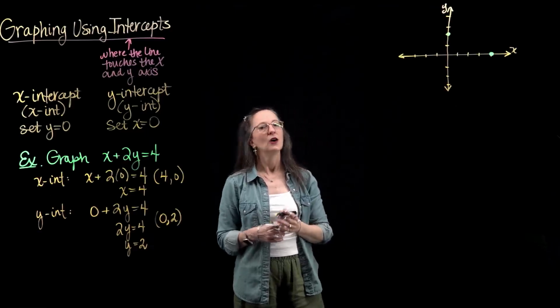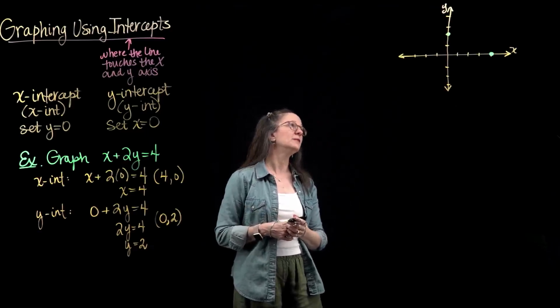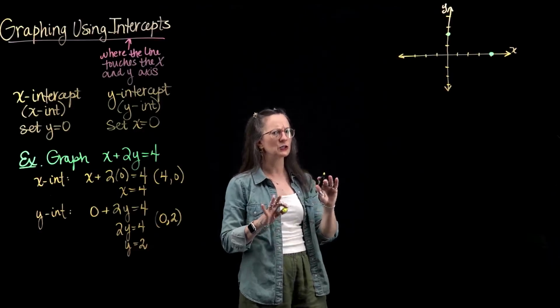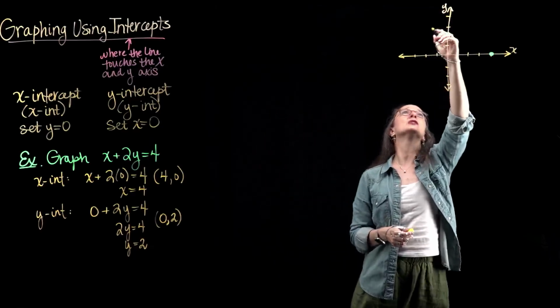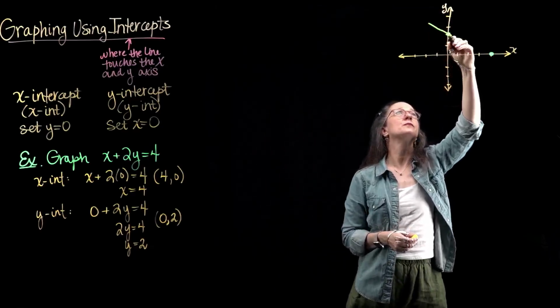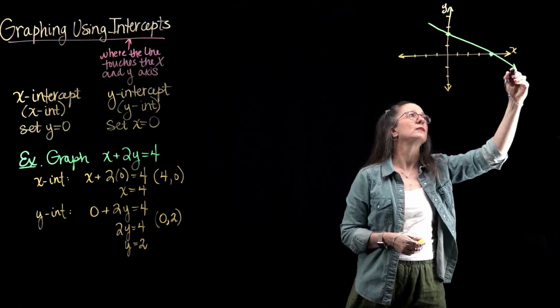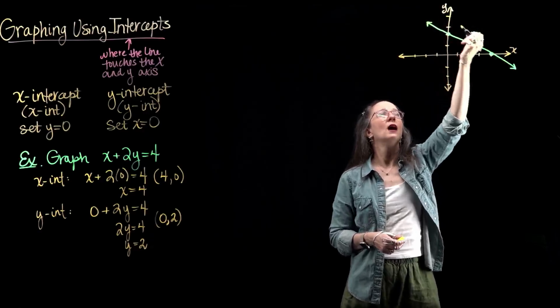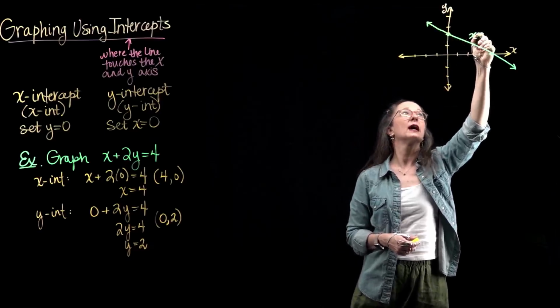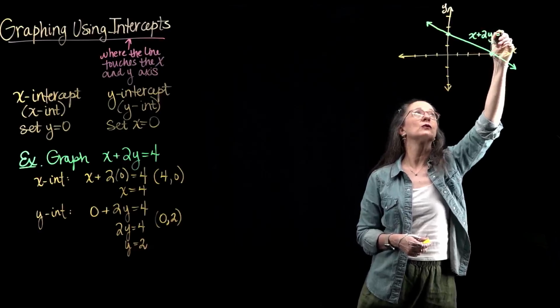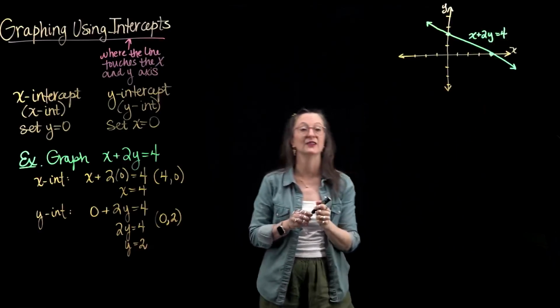Remember, 2 points determine a line. Now mine's not going to be as straight as it should be because I'm working on a glass chalkboard here, but we're going to try to draw a straight line through this. Hey, that's not too bad. So we've connected those dots with a straight line, and I could label it x plus 2y equals 4. And there's my graph.